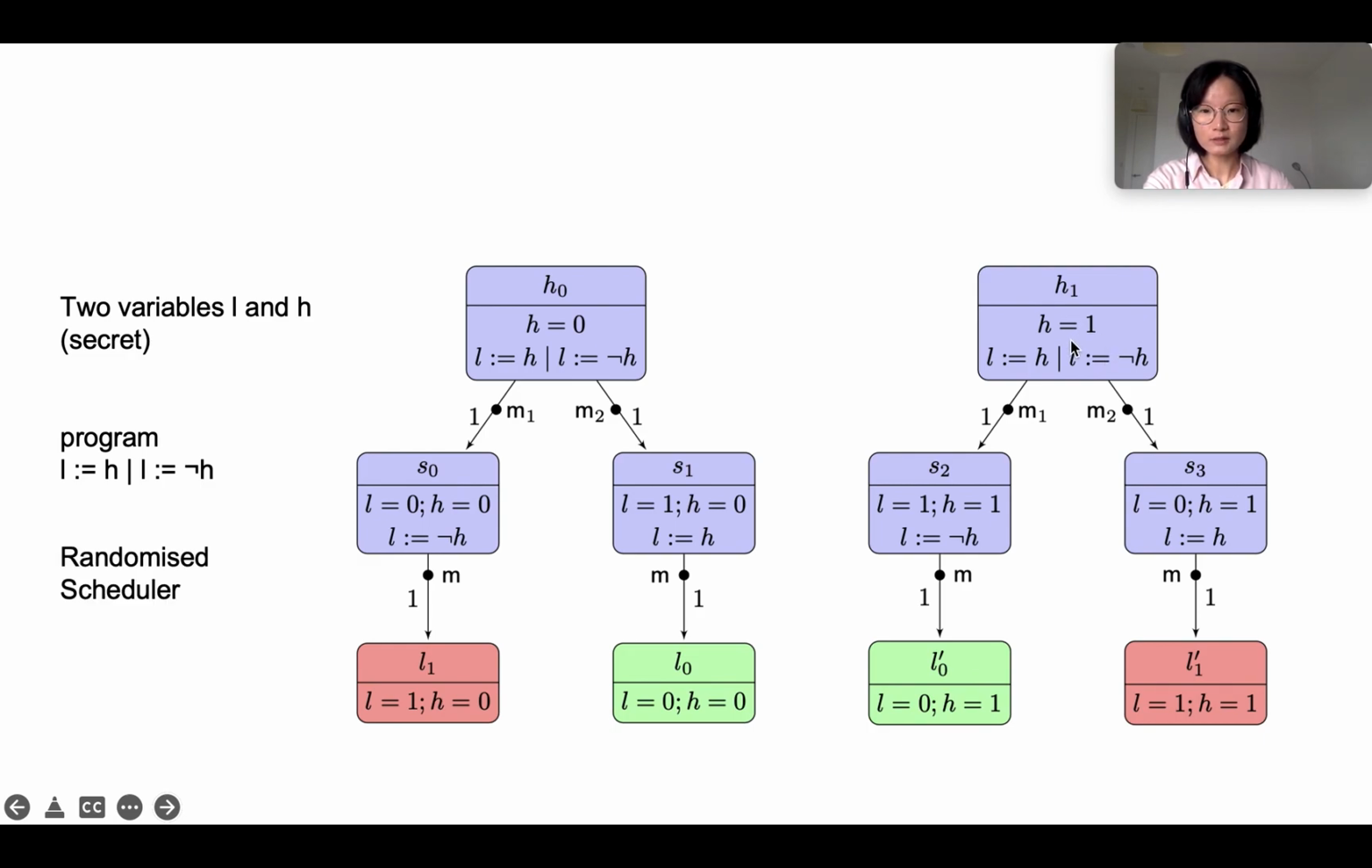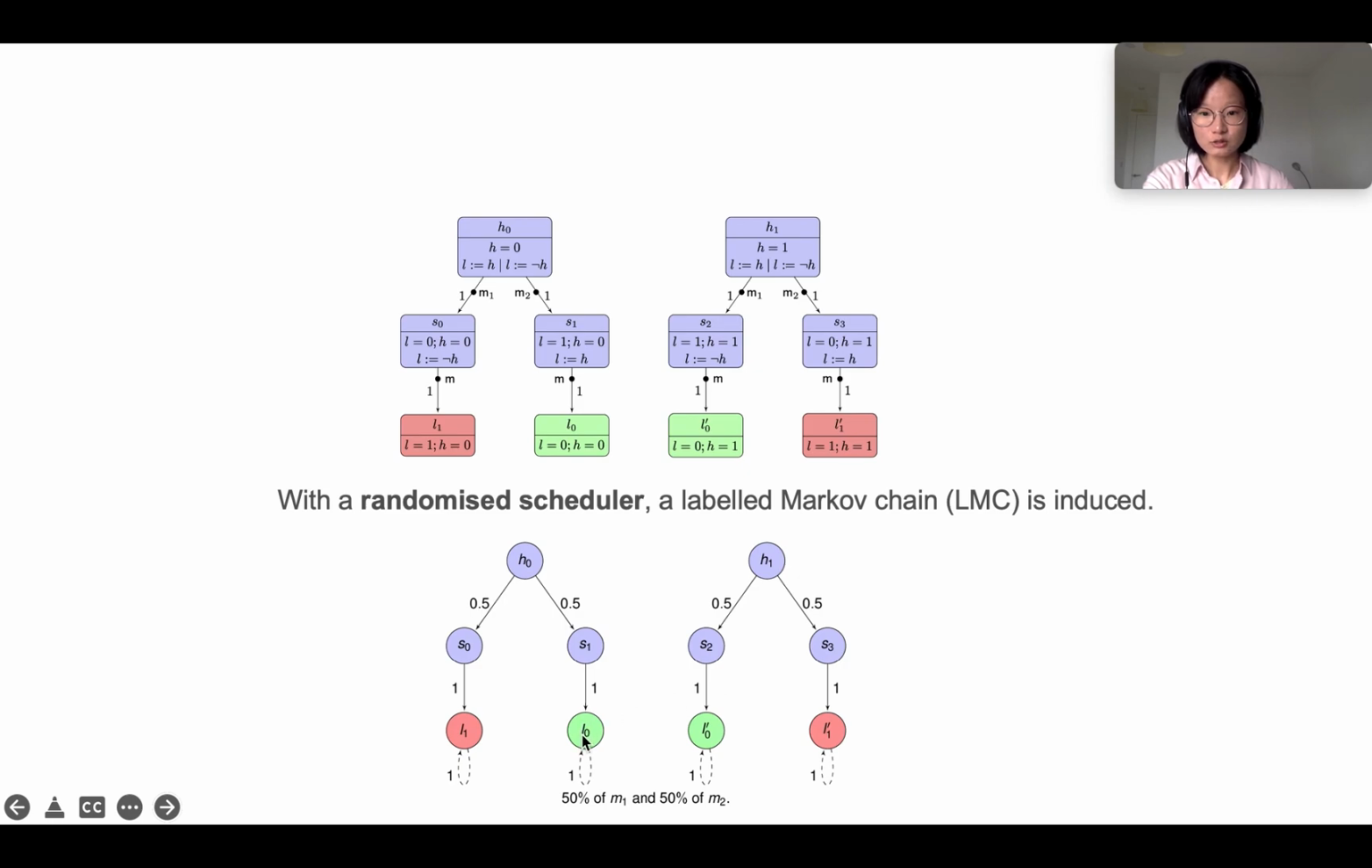To resolve the non-determinism, the options here, we can have a randomized scheduler. An example of a randomized scheduler is: 50% of the time we execute the left branch and 50% of the time we execute the right branch. If we think of the diagram for the execution of the program as a Markov decision process, MDP, then with such a randomized scheduler, a labeled Markov chain is induced. An example is shown here at the bottom of the slide.